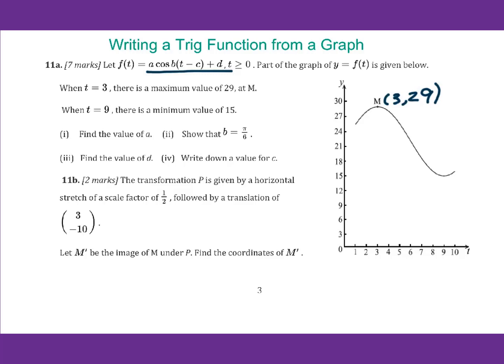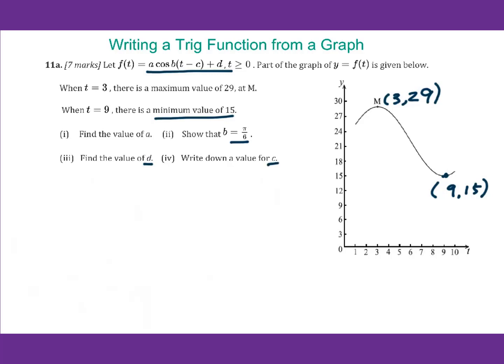When t equals 9, this is a minimum value. Then we have (9, 15). That's the minimum value. Find the value of A, show that B equals this. Then find the value of D, and write down the value of C.